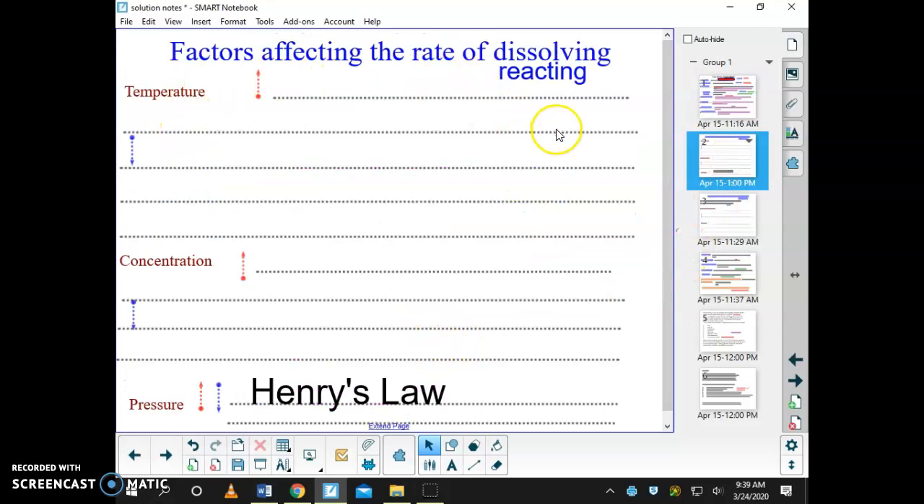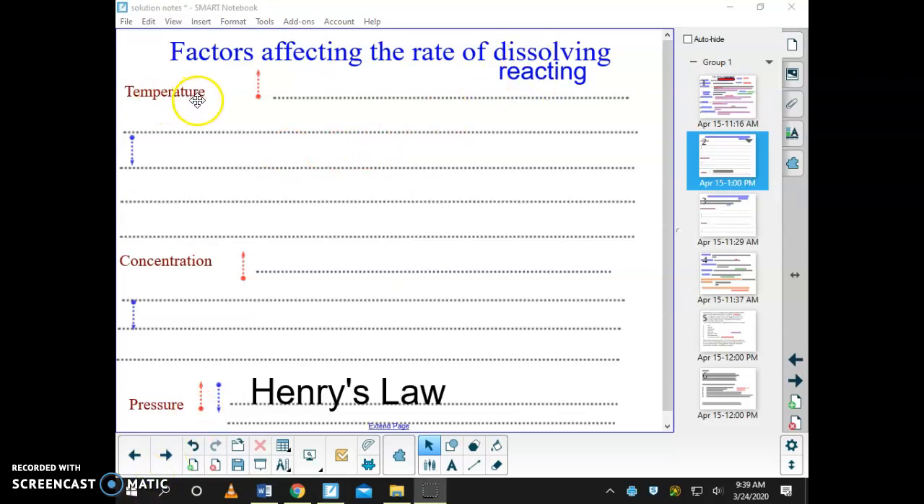When we look at the factors that affect the dissolving or reacting rate, we want to focus on how they are related to kinetic molecular theory. In other words, how do the rates of collision, the interaction between the solvent and the solute, affect the rate at which something reacts or dissolves?